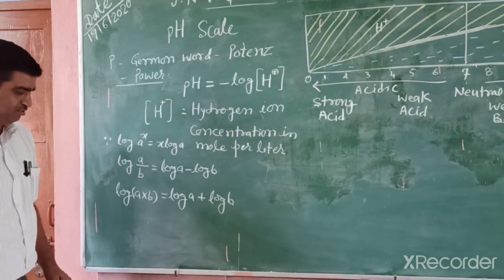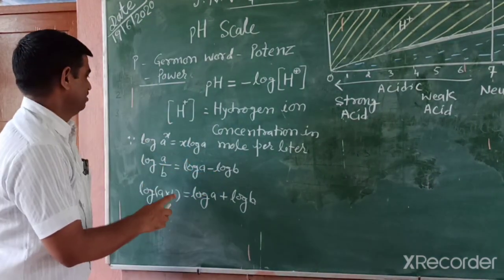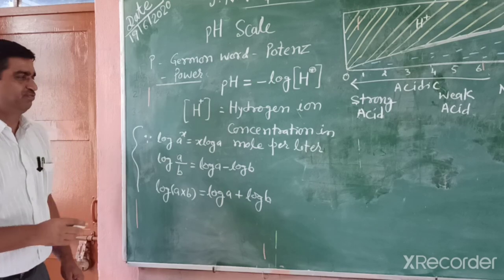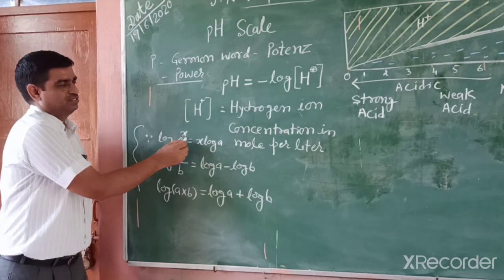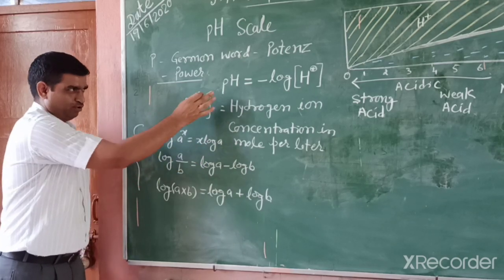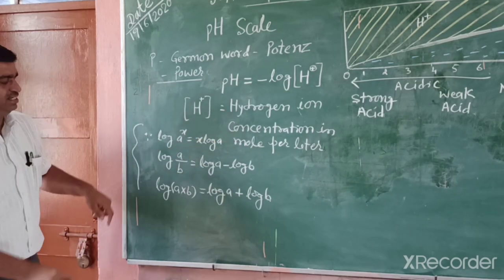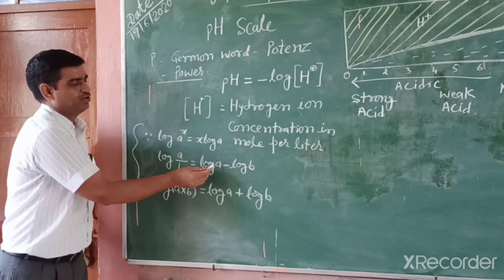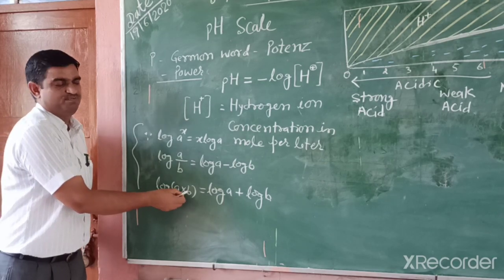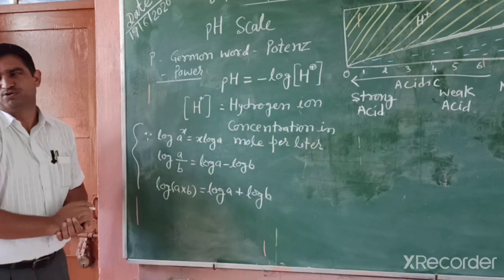So what is log? Log is a mathematical term and you will learn it in more detail in 11th class. For example, we write these three different formulas of logarithm. Log a to the power x means x log a. This is a formula for solving pH. And another formula: log a by b is equal to log a minus log b. And one more, log a into b changes into log a plus log b. By this, log problems can easily be solved.